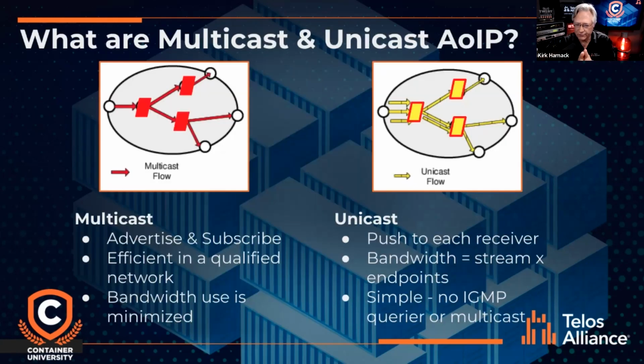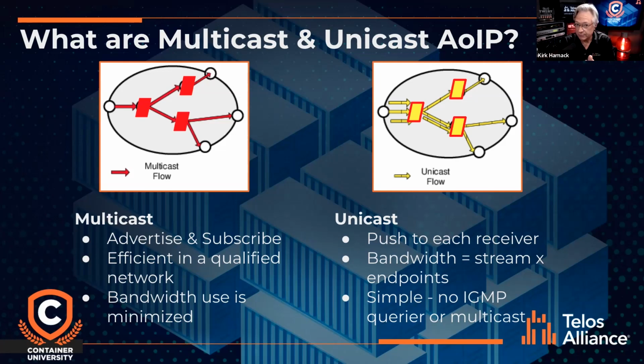Let's look at some differences in a multicast flow versus several unicast stream flows. So multicast on the left side there is based on a system of advertise and subscribe, or maybe you'd call it publish and subscribe. It's really efficient in a qualified network, and bandwidth usage is minimized to the minimum it takes to get the job done. Unicast, however, is based on a push to each receiver, and that is an individual push to each individual receiver. The bandwidth is the stream bandwidth times the number of endpoints you're sending to.